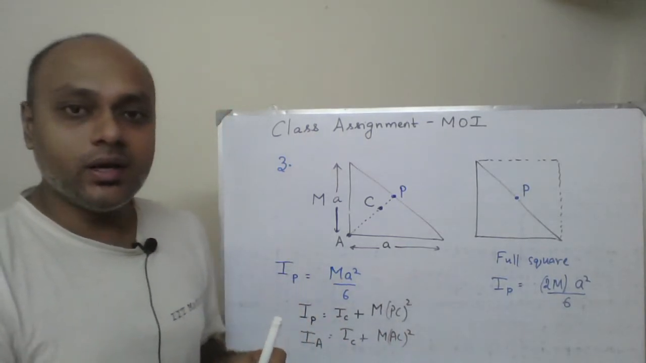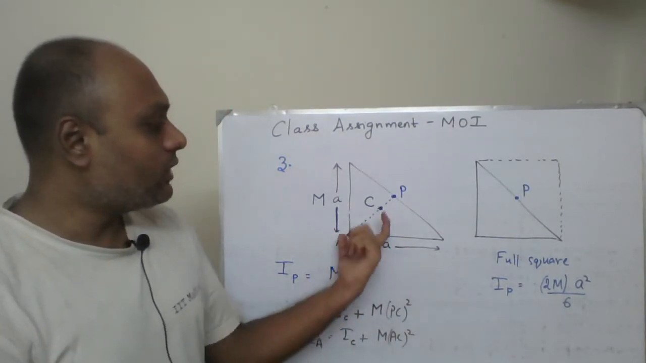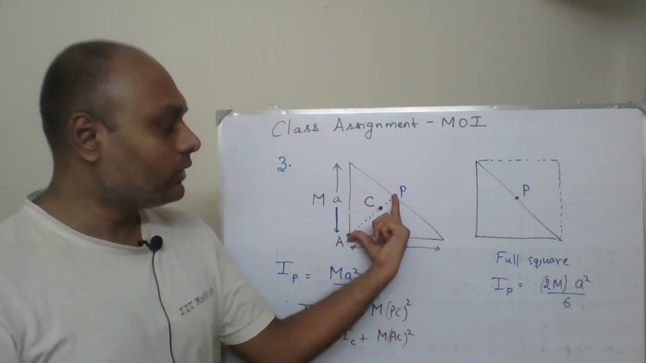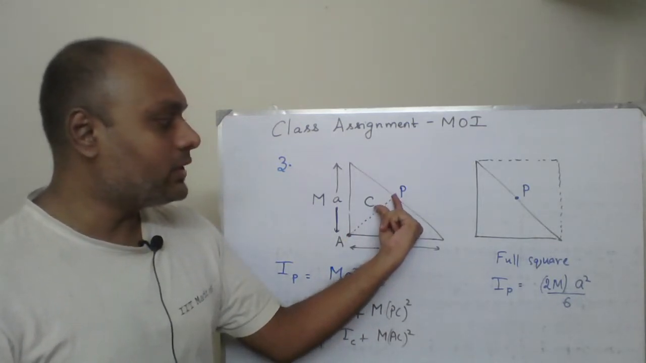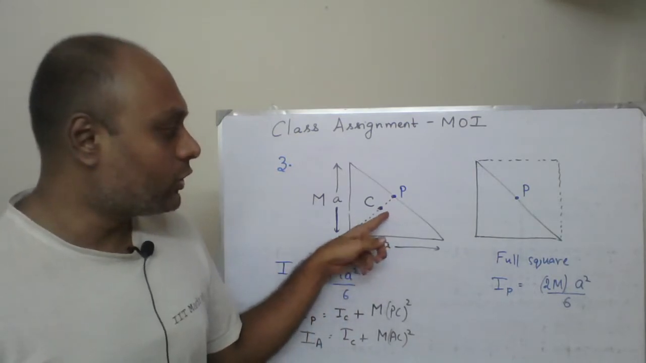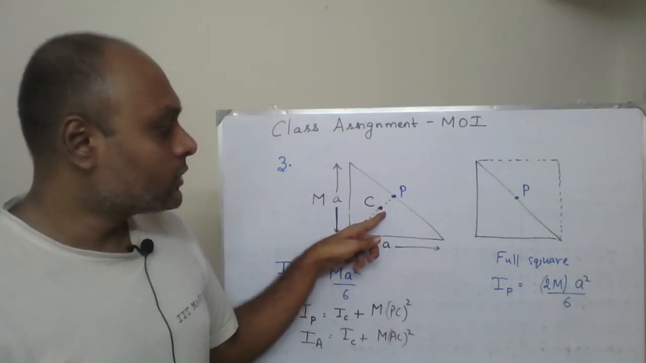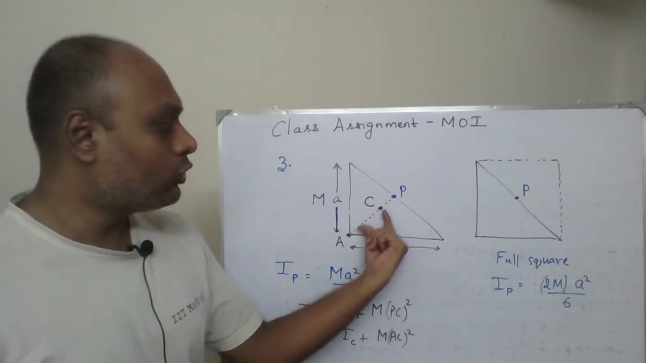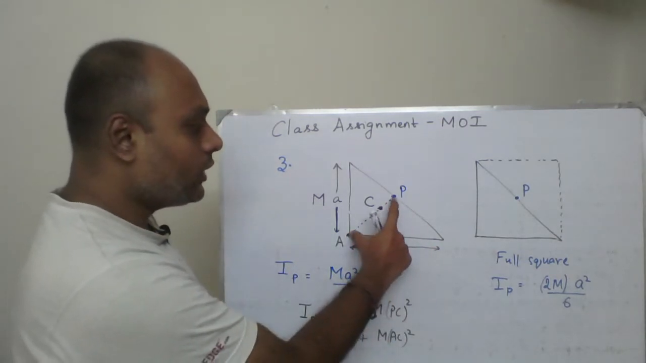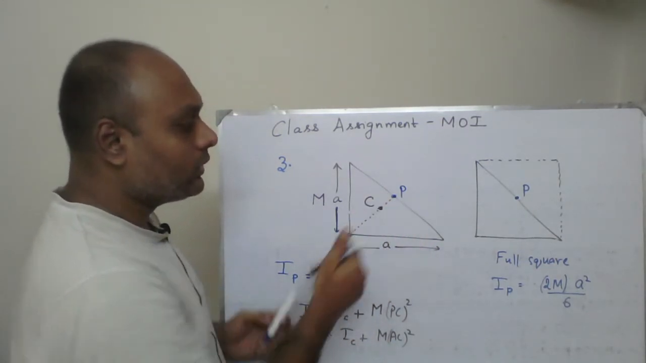Now we know AC and PC values. The AC will be 2/3 of this particular median and PC will be 1/3. That is the property of a centroid. C is the centroid of the triangle. So the centroid will divide the median in the ratio 2:1. So AC will be 2/3 of AP and CP will be 1/3 of AP.